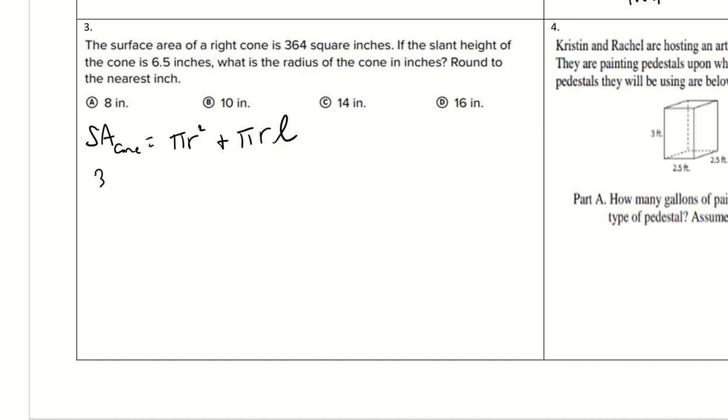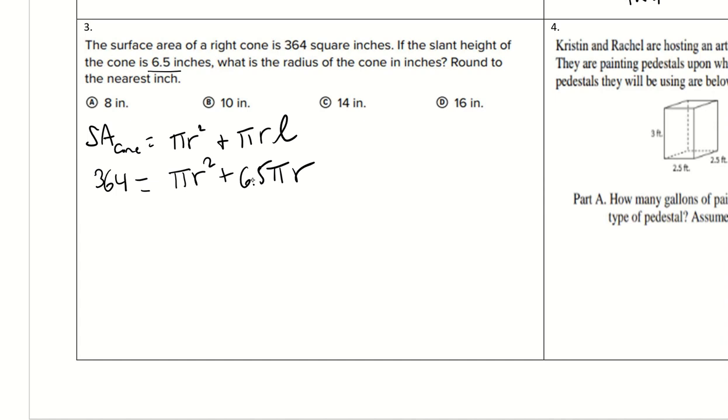So they said that the surface area is 364 equals pi, and then the radius, we don't know the radius. We were trying to find that. And then the radius, we don't know here. The L is 6.5. Okay, so basically I'm just going to change this to 6.5 pi times r. And I'm just going to put the 6.5 in the beginning just to make it look nicer.